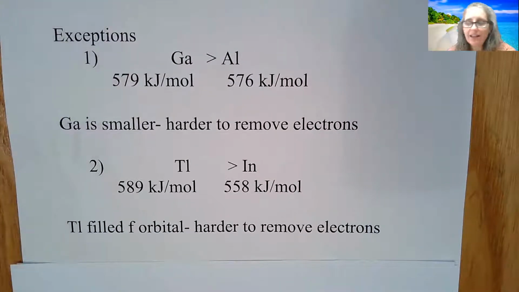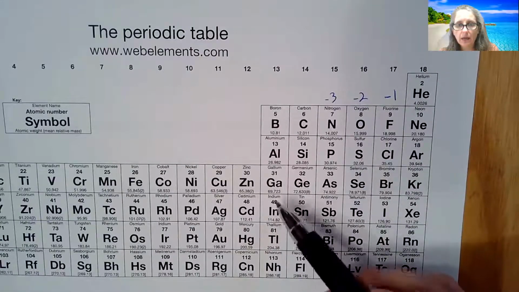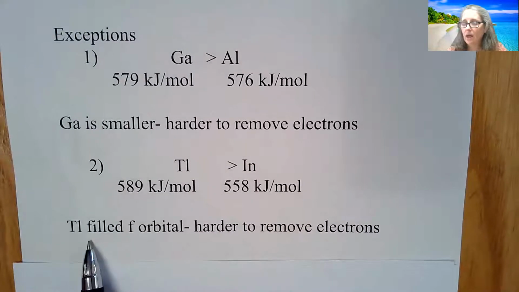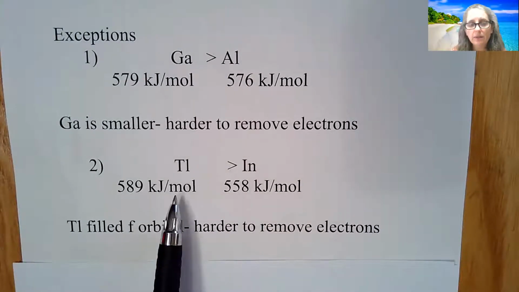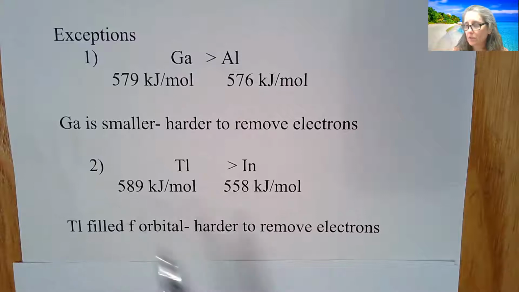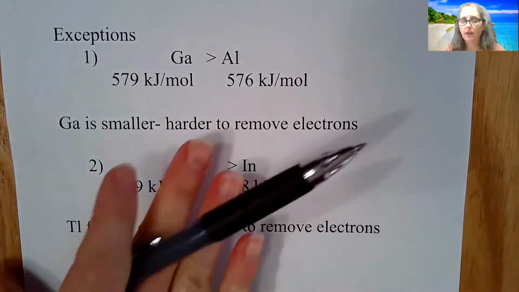And then Tl versus In. Tl is thallium and indium. They're in the same group, right underneath gallium and aluminum. Again, I start to fill in the f orbital with thallium, so that is going to be an even worse shielder than the d orbital. Therefore, it's going to be a much smaller atom, and so it's going to require more energy for that to happen.